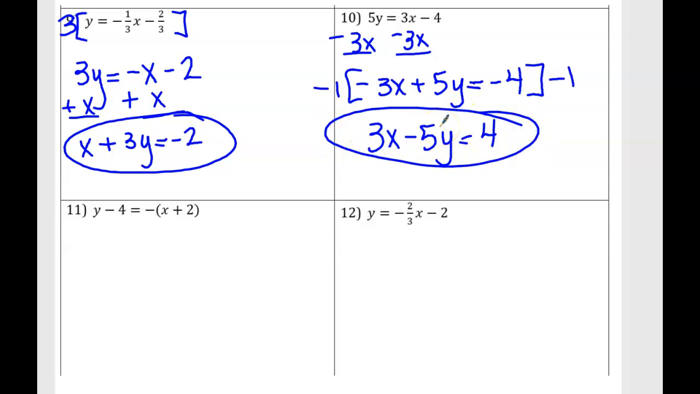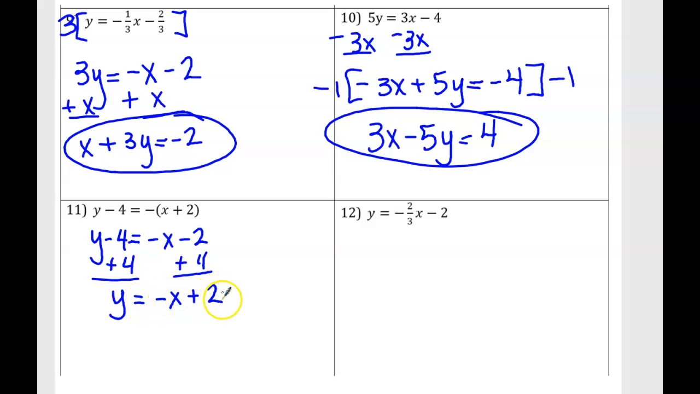All right. Number 11, again, is in point-slope form, so I'm just going to start by distributing that negative. I've got negative x minus 2, and then I'm going to add 4 to both sides. So in slope-intercept form, we've got y is equal to negative x plus 2. But to get it now to standard form, all I have to do is bring the x to the other side. I'm going to do that by adding it. So I end up with x plus y is equal to positive 2.